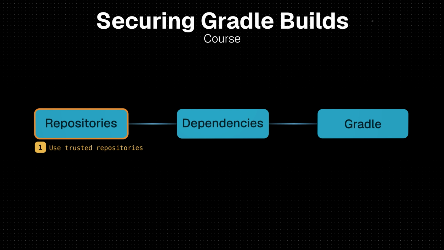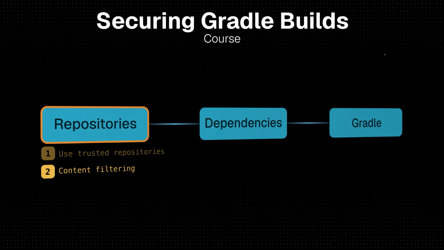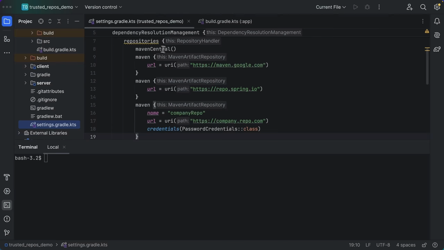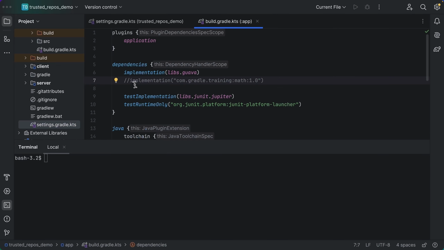In this next chapter, we will learn how content filtering can ensure private internal libraries are queried only from internal repositories, not public ones. When you have a mix of public repositories such as Maven Central and a private company repository, you'd want private dependency artifacts to be queried only from the private repository. Let's add a math library as an implementation dependency. This artifact is only found in the company repository.